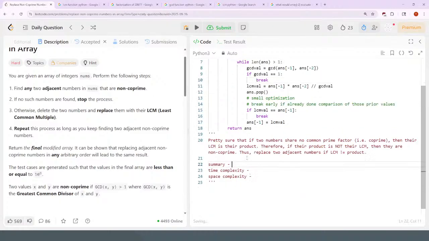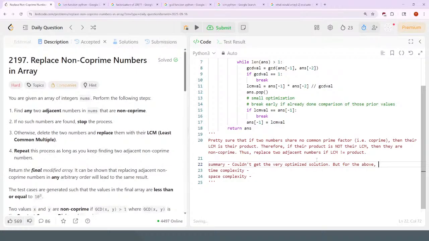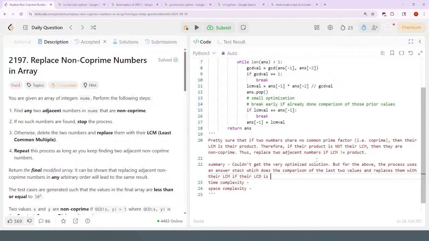But summary, couldn't get a very optimized solution, but for the above, the process uses a stack, an answer stack, which does the comparison of the last two values and replaces them with their LCM if their greatest common divisor is greater than 1, using Python's built-in functions.